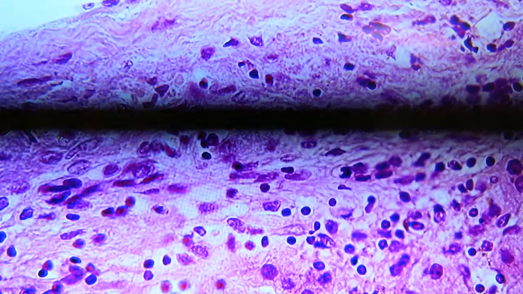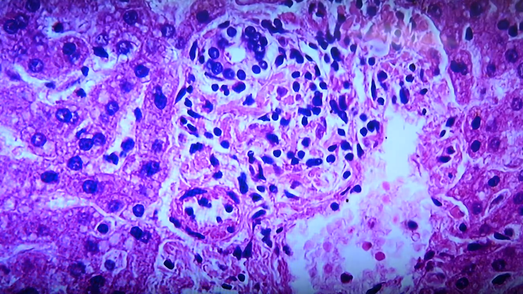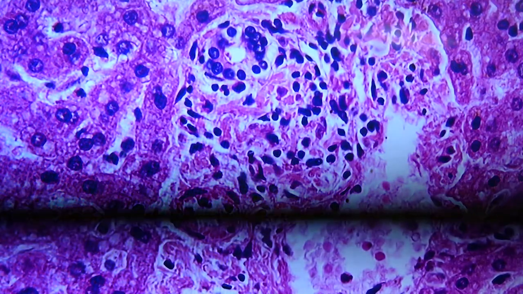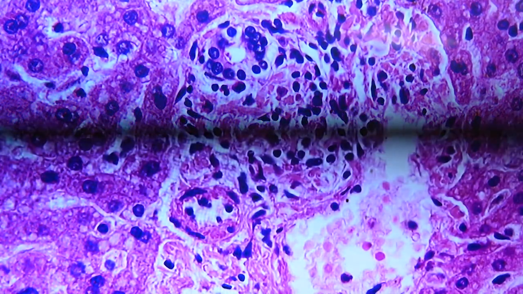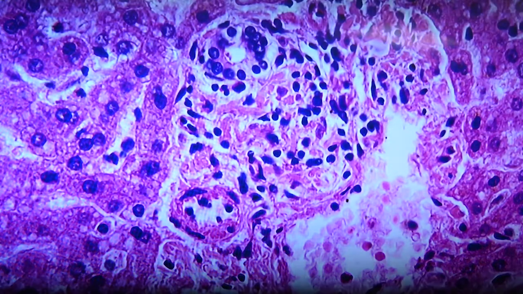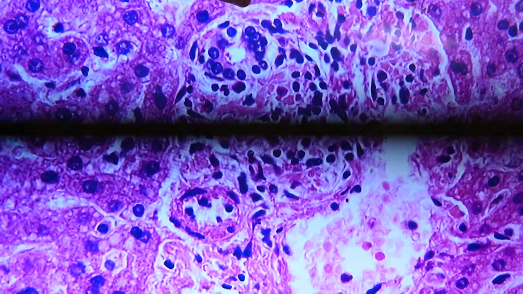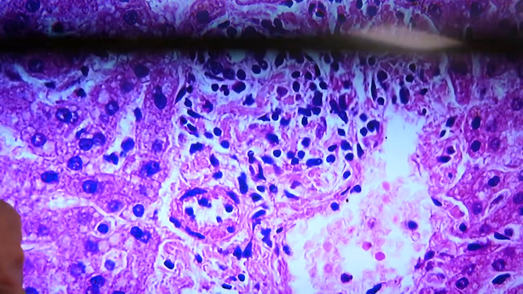Next, to look at some triads, portal triads. This is a fairly small portal triad. Now, not all the liver slides look the same. Some are darker staining, some are lighter staining. So there are better slides and not so good slides. But anyway, right around here we can see the perimeter of this portal triad group.